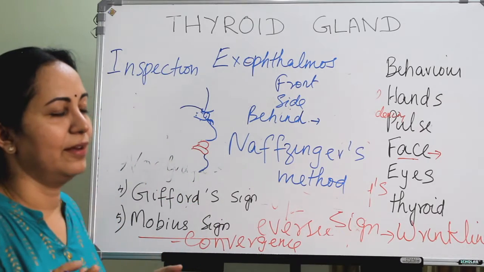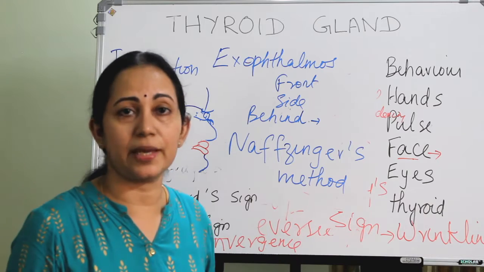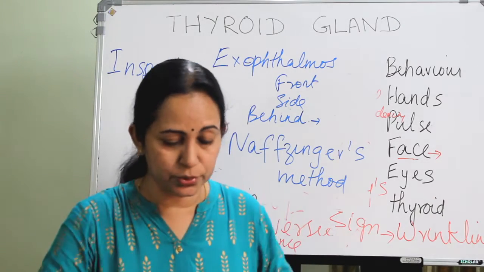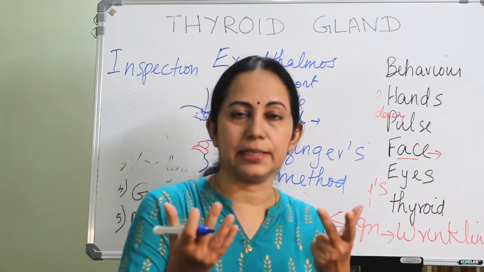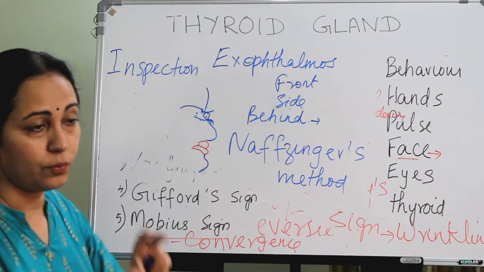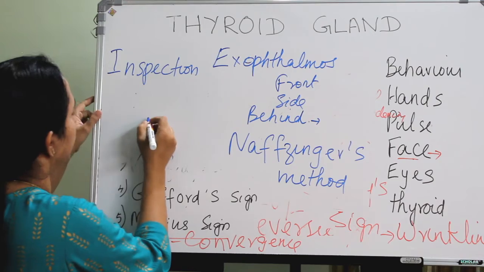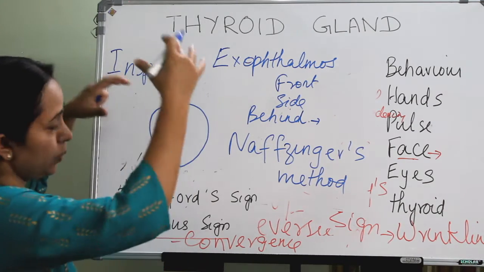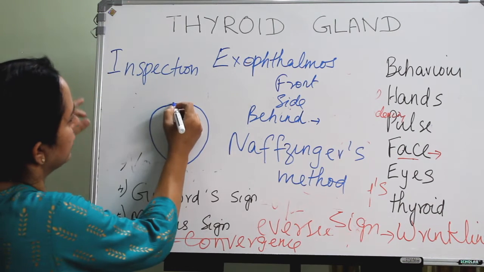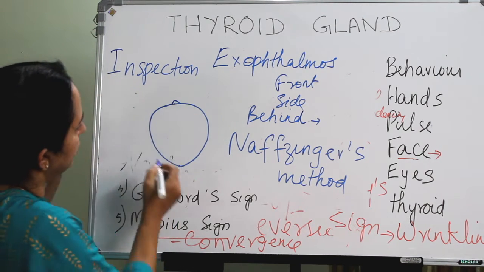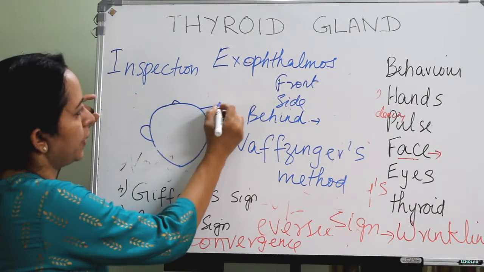Don't worry about the so many names. This is a very simple method. What I have already told is Naffziger's method. Stand behind the patient and look from above and ask the patient just to look upwards. Just raise the head. That is Naffziger's method. What will you see normally? Normally, if you are looking from above the head of the patient, this is the supraorbital ring. You can see the tip of the nose also here. So if you are looking from above, normally this is the supraorbital ring.